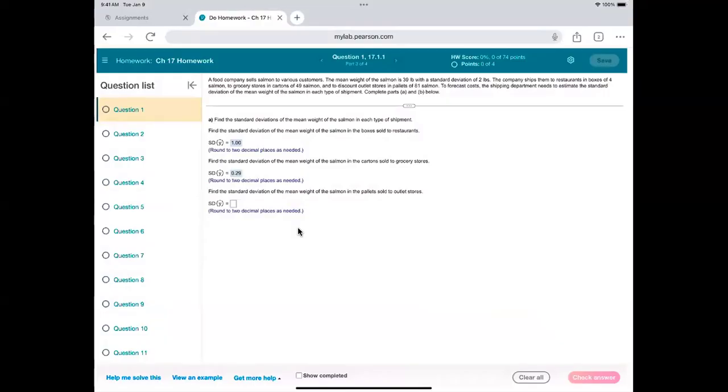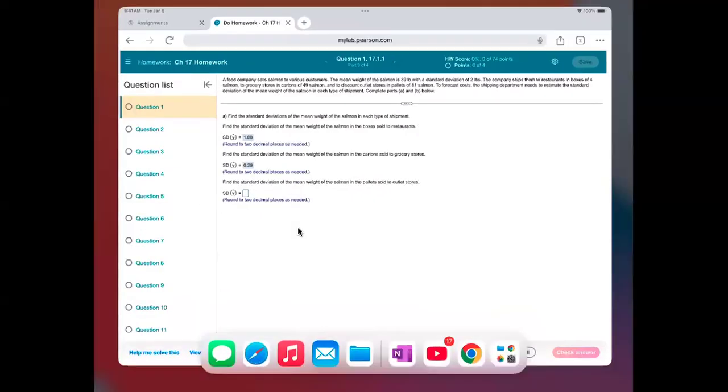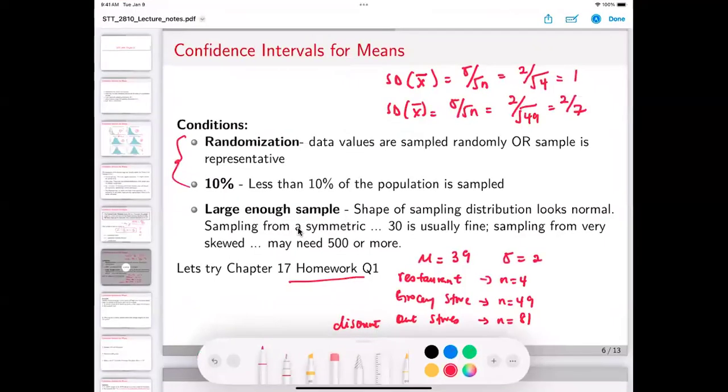And then the last one, we want to find the standard deviation of the mean weight of salmon in pallets sent to the outlet stores. Same thing. 2 divided by, so for that one n is 81. The square root of 81 is 9. So this is the same thing as 2 divided by 9. And I think that is 0.22.